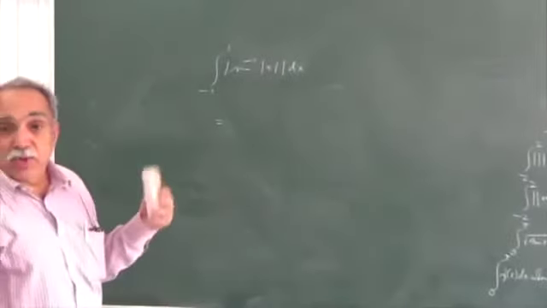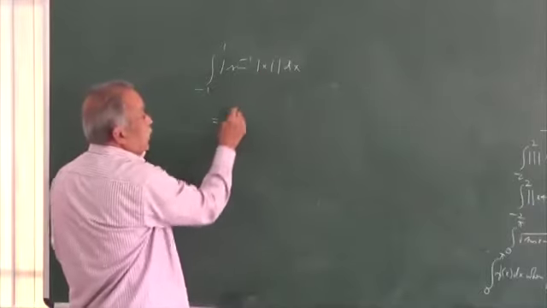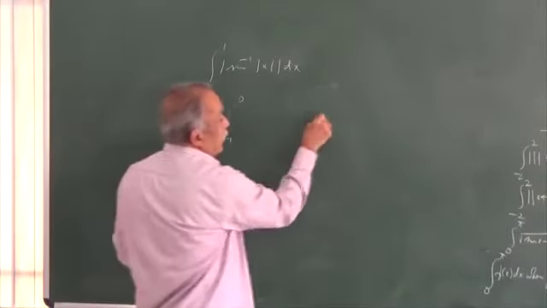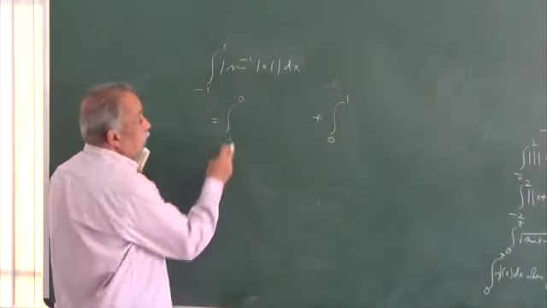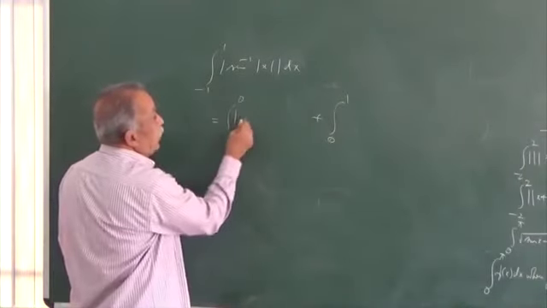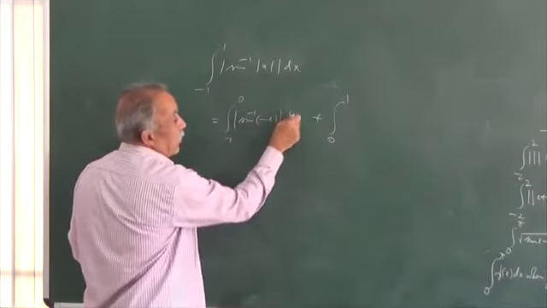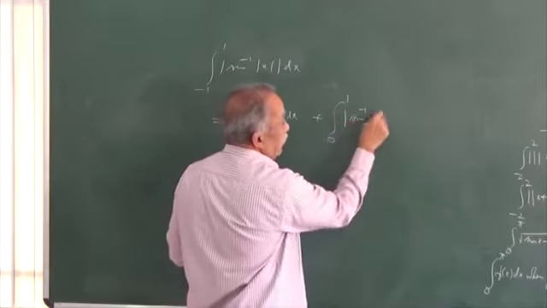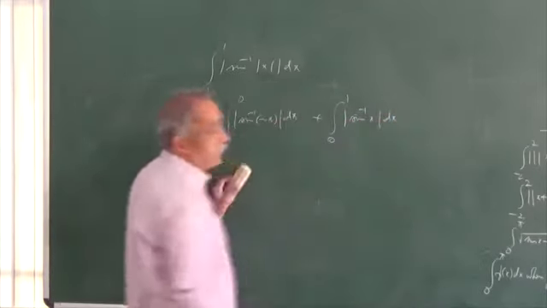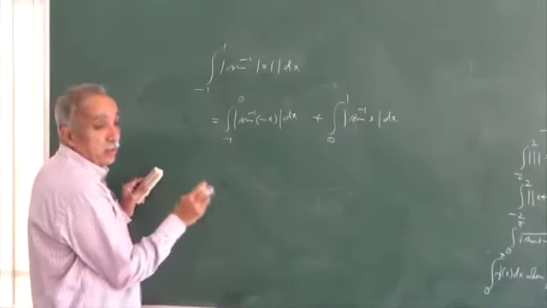First, let me remove the modulus signs and then proceed to carry out integration. Inner modulus will be removed first. The turning point is x equal to 0. For numbers between -1 and 0, mod x is minus x. And for numbers between 0 and 1, mod x is x itself. So this is what I am going to get on removing the inner modulus.